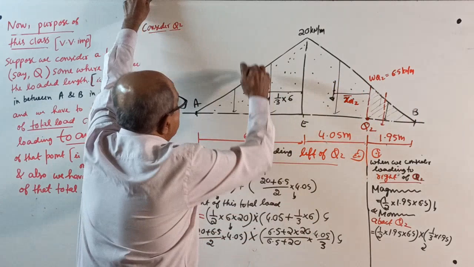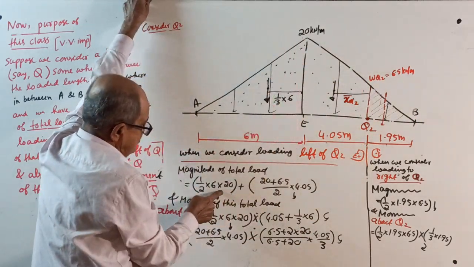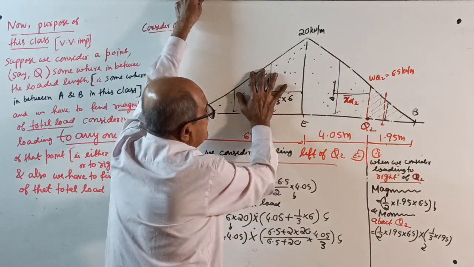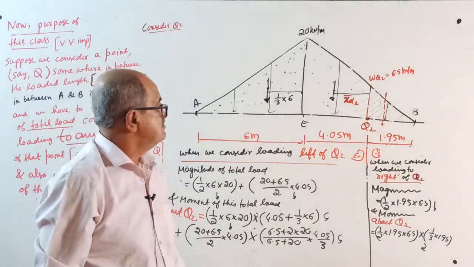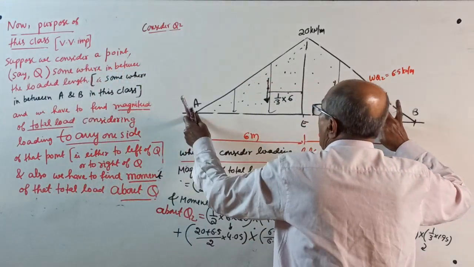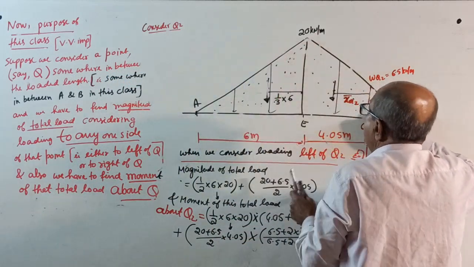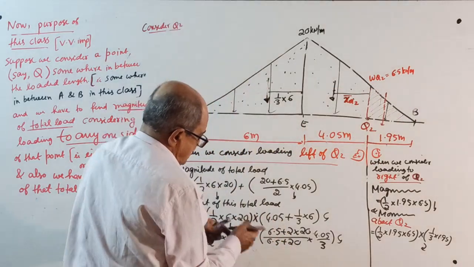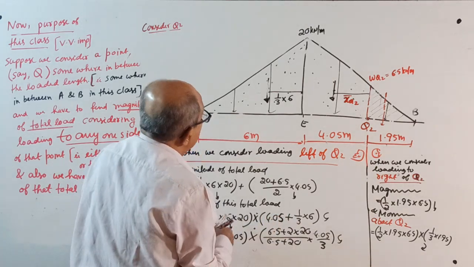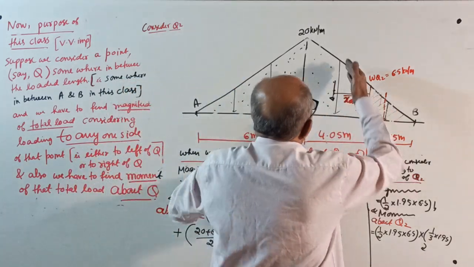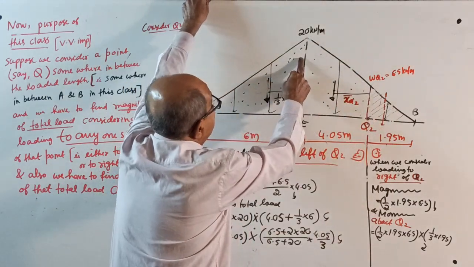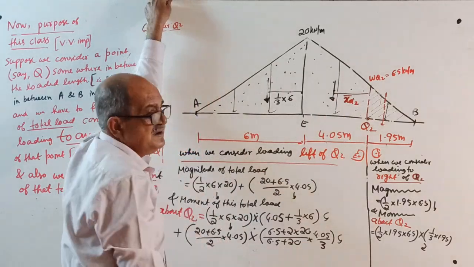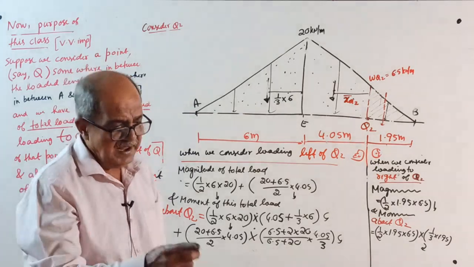Total load is half into 6 into 20, plus (20 plus 6.5) divided by 2 into 4.05. This is the triangle area plus the trapezoidal area. Moment about Q2: half into 6 into 20 is the total load, into (4.05 plus 1/3 of 6), anti-clockwise. And for this load, the area of the trapezium, (20 plus 6.5) divided by 2 into 4.05, into this distance, I already told you 10-15 times. You get the moment.